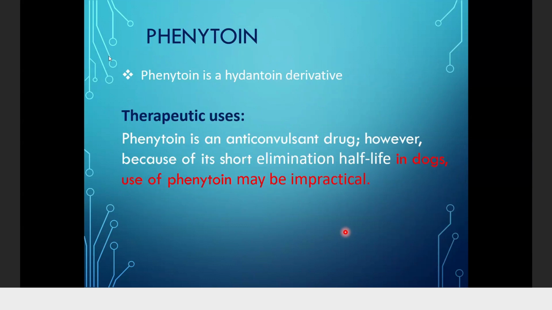Okay, so the next drug, phenytoin. It's not a very popular drug. I think it is mainly used in human medicine. It's a hydantoin derivative, an anticonvulsant drug. However, because of its short elimination half-life in dogs, we don't use this in veterinary practice.